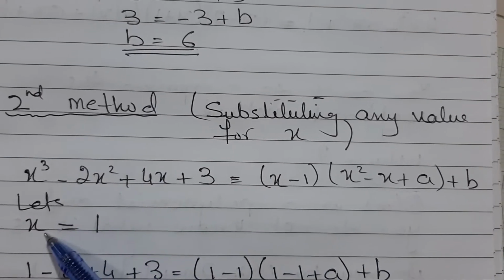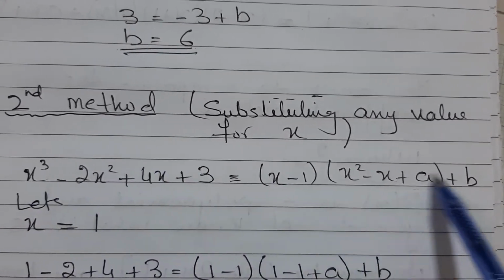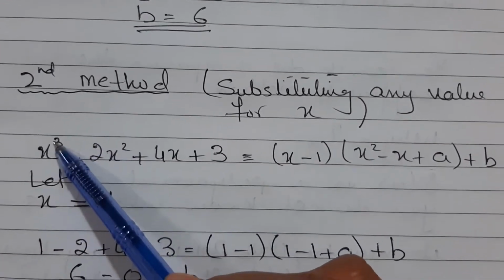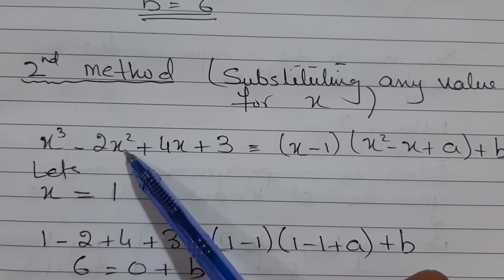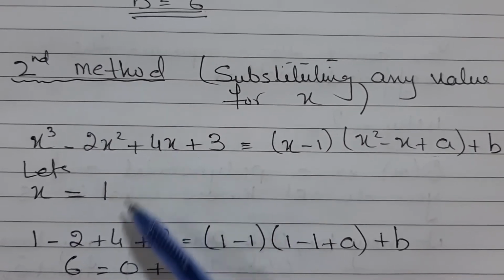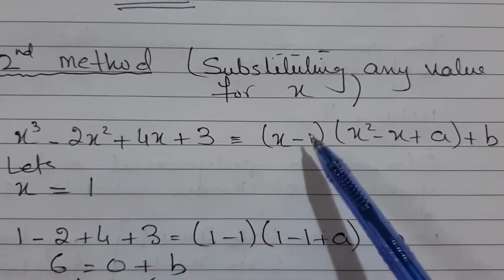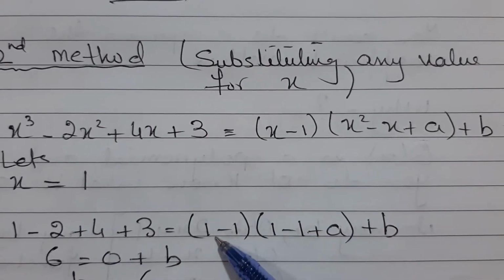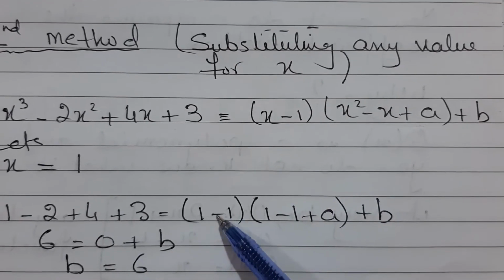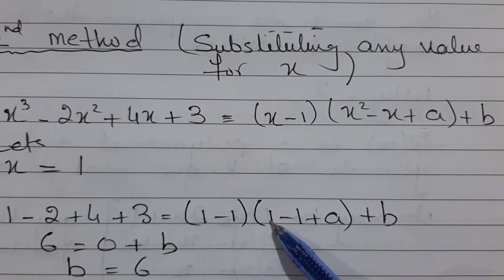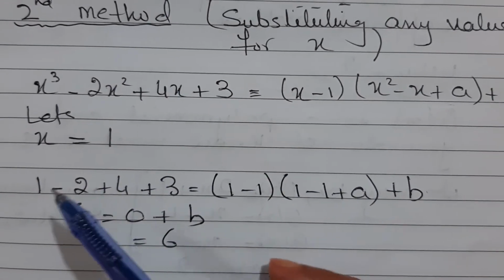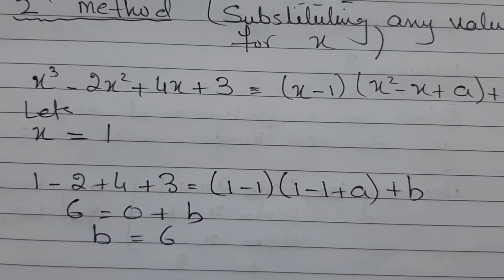So let's put x equals 1, all the way from here till here. Wherever there is x, you will replace it by 1. So 1 cube is 1. 1 square is 1. 1 twos are 2. 1 times 4 is 4. Plus 3. 1 minus 1, you can see. Then 1 square is 1. So I am writing it down. Now this is 0. 1 minus 1 is 0. 0 multiplied by this bracket is 0. So I am writing here plus b. And this equals 6. So my b is 6.